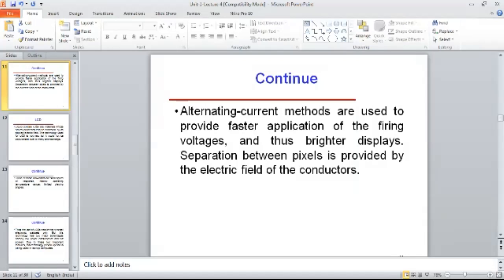Separation between pixels is provided by the electric field of the conductors. So here the conductors provide the separation between the pixels. We always use pixels here on the screen.